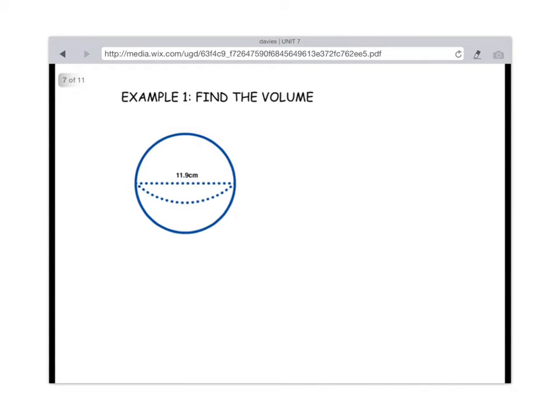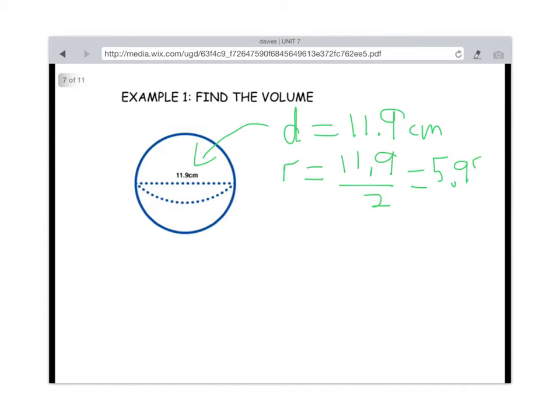Let's try an example now finding the volume of a sphere. I don't know if you can see it, the writing is kind of small. They gave us the diameter in this diagram, and the diameter is 11.9 centimeters. To convert that to the radius, we need to take that value and divide it by 2. If we're estimating the value before you get it on your calculator, we would do 12 divided by 2, so we're looking for an answer close to 6. So when we get 5.95 centimeters, we know that the right answer came from the calculator.